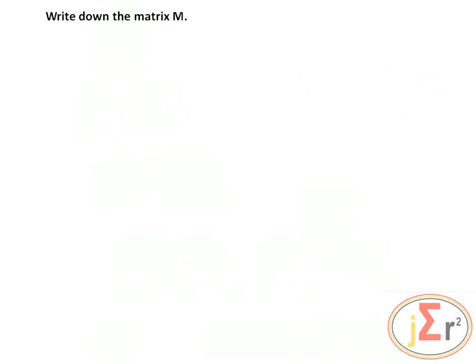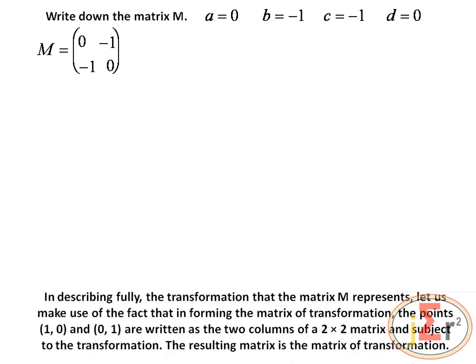We need to determine, or describe fully, the transformation that is represented by that matrix. So let us write the matrix down: A in the place of A, B in the place of B, C in the place of C, and D in the place of D. What transformation does this matrix represent?